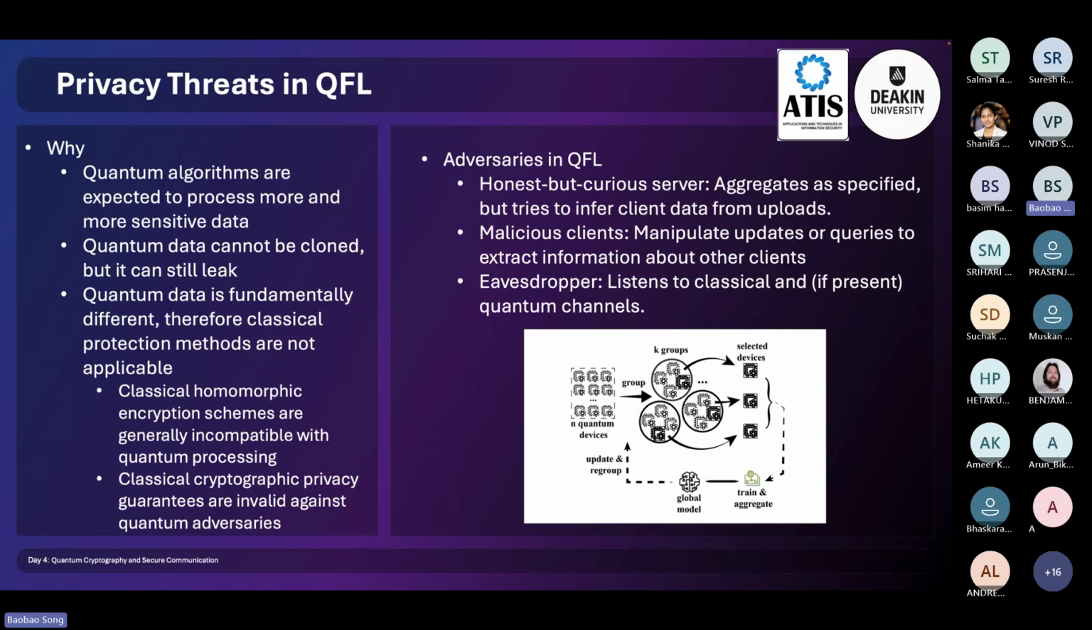Sometimes the model parameters it uploads are not right, so they are over large or over small, and it wants to destroy the performance of the global model. And the last one is the eavesdropper. An eavesdropper can listen to the classical or some quantum channels to get some information. So those are three different types of adversary in quantum federated learning.